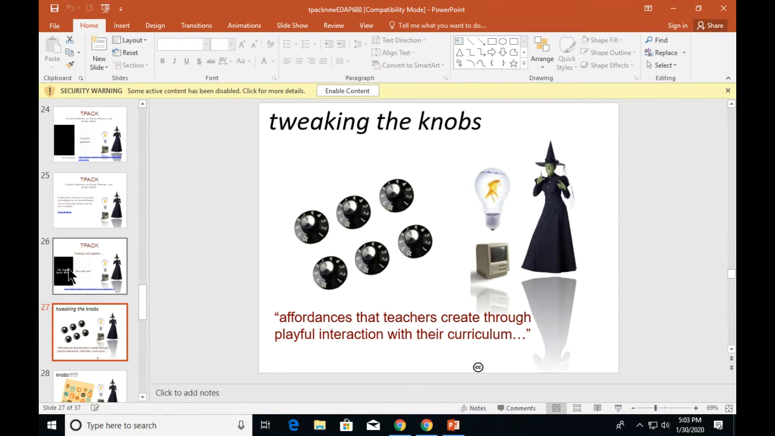This is where every technology integration project in schools will fail, if this one slide is not acknowledged and allowed to happen. Affordances that teachers create through playful interaction with their curriculum. So what's an affordance? The brake in your car is an affordance. It's something you use to make something else happen. Push on it with your foot, you stop the car.